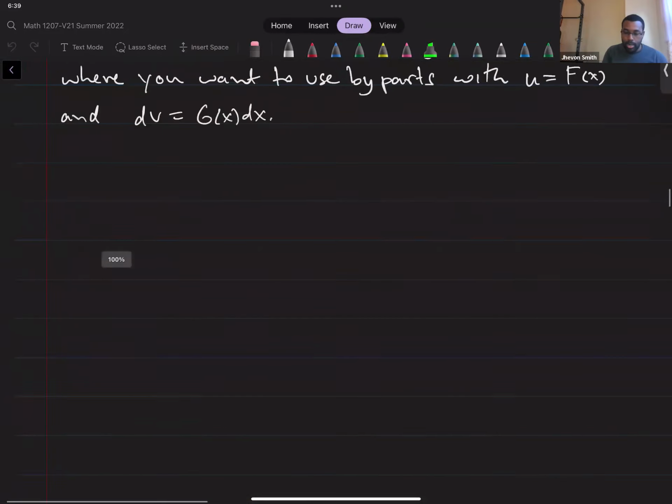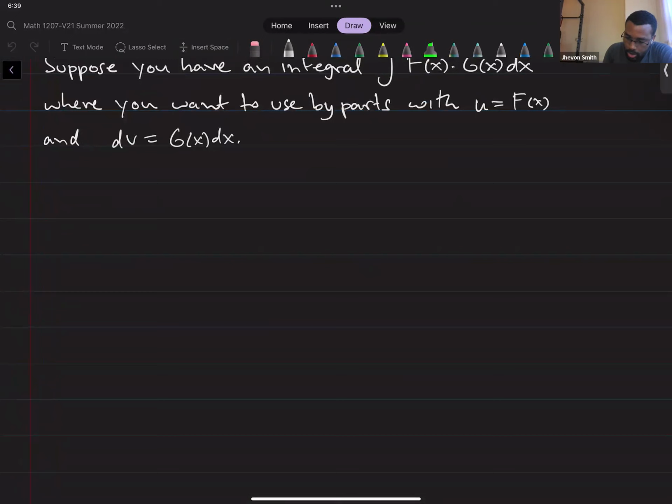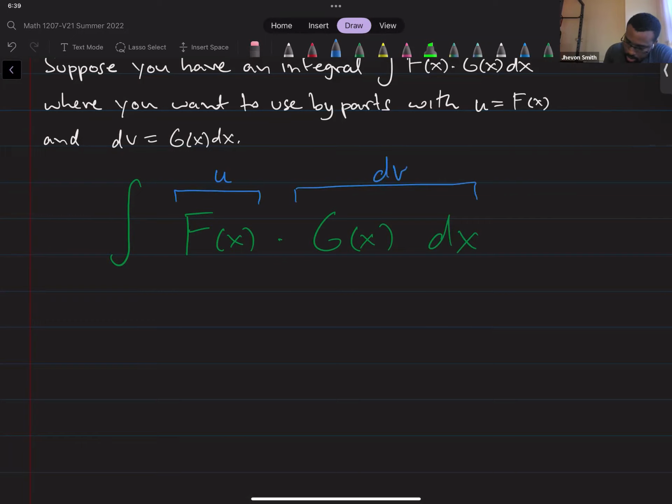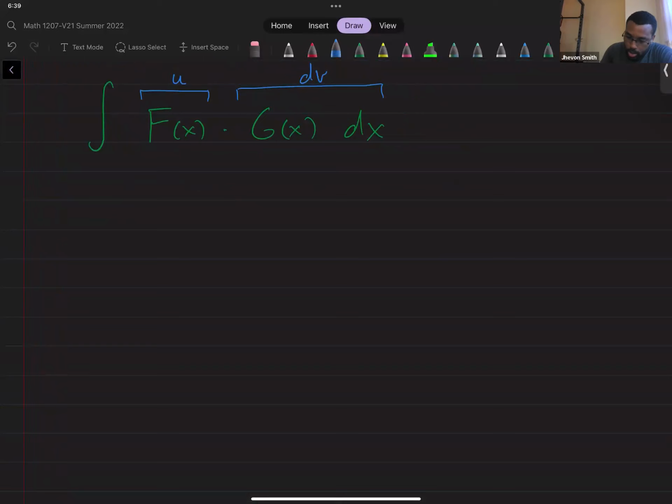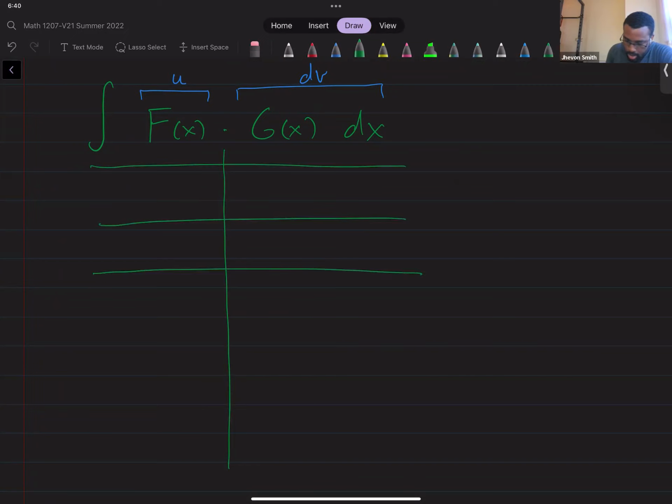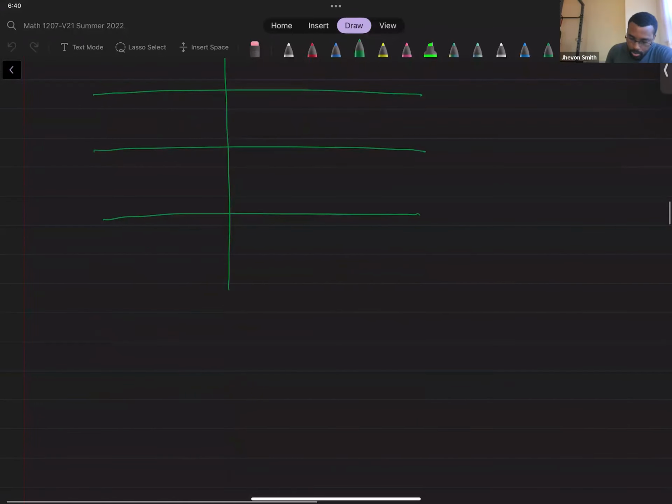You can actually set this integral up in a table. Here's how you would do it. You're going to have this integral here, where this guy is going to be your u, and this guy is going to be your dv. What you're actually going to do is draw a table below that. Create one column here, and a bunch of rows right under that integral.